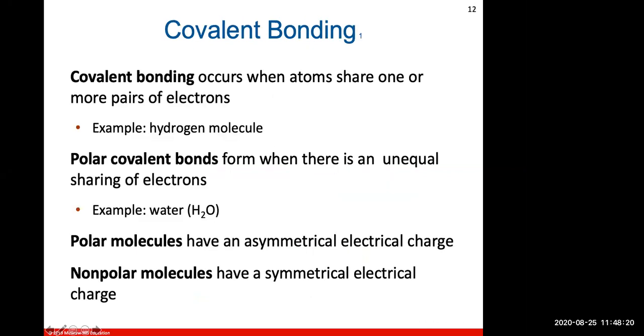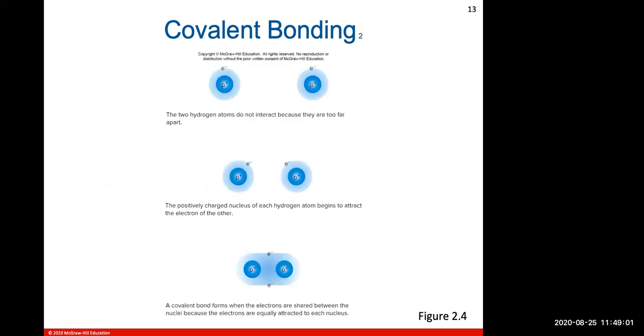Then we get to the second type of bonding, covalent bonding, and this occurs when atoms share one or more pairs of electrons. An example of a covalent bond is the hydrogen molecule. We can get polar covalent bonds or nonpolar. Polar covalent bonds form when there's an unequal sharing of electrons. An example of this is water. H2O is water, and it's combining two hydrogen atoms with one oxygen. There's an unequal sharing of electrons here, so we get an asymmetrical electrical charge. And hopefully we'll have a picture of what that looks like in the next slide.